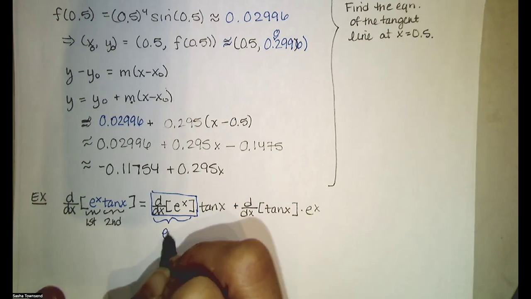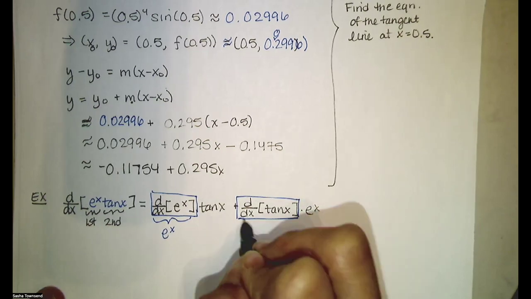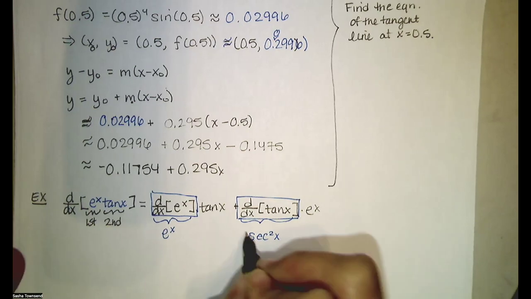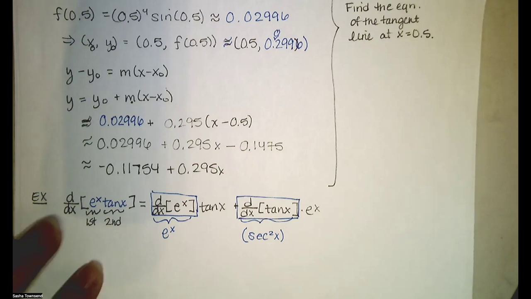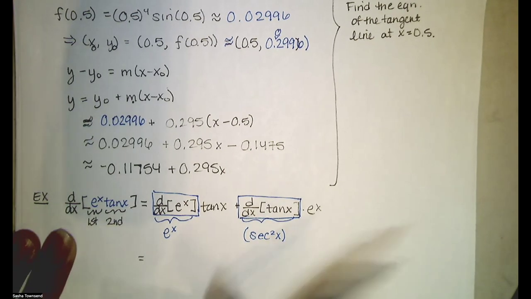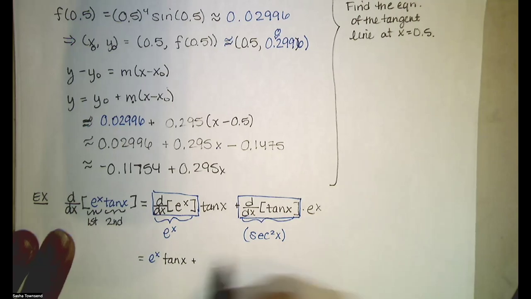This derivative is just an e to the x. And the derivative of tangent of x was one that we explored graphically. That turns out to be secant squared of x. I'm going to put some parentheses around that. So what we end up with is e to the x times tangent of x plus this e to the x times secant squared x.